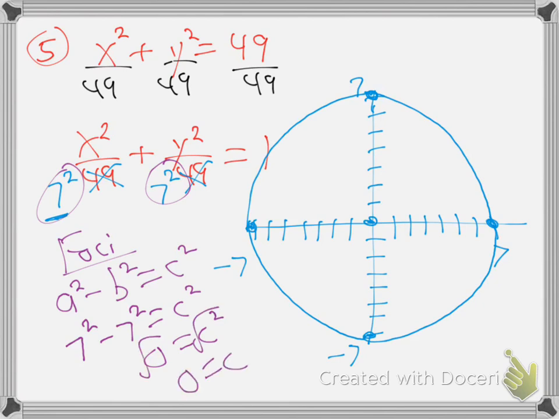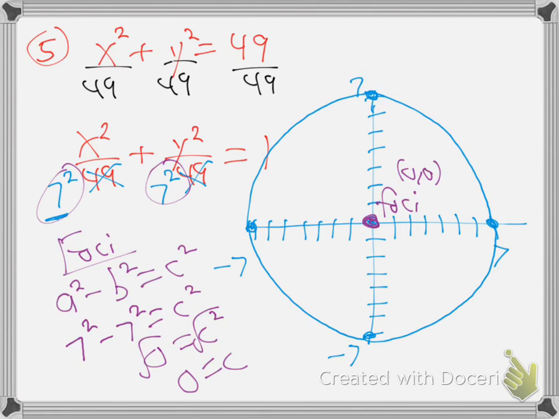So c is 0. What does that mean, c is 0? That means the focus points, both of them, have come together into the center. So the center, the focus is just 0, 0. So that's a weird one because it's a circle, really.